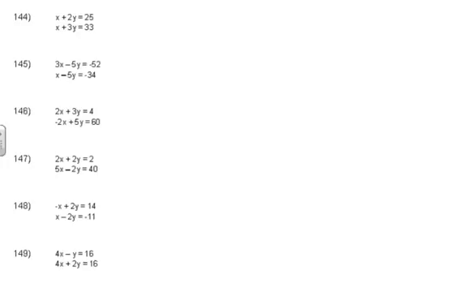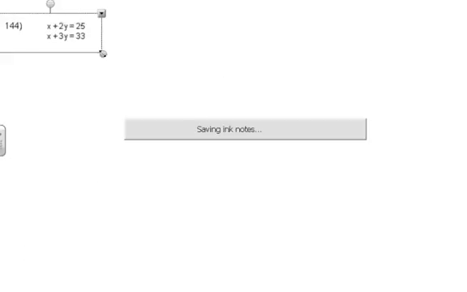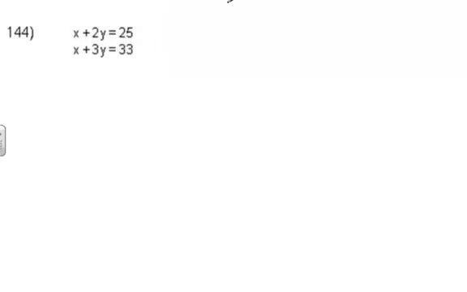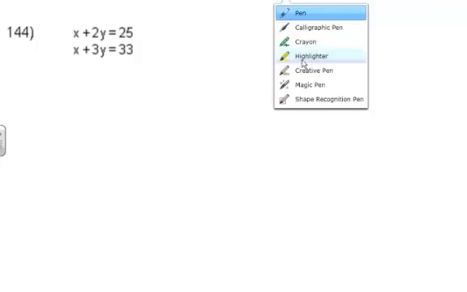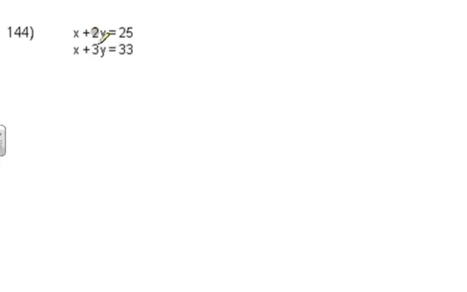So let's start right here with 144. You'll see this is actually a little easier than substitution. I'm going to use my highlighter. What I'm looking for is either the same coefficient, which is the number in front, or the opposite coefficient. Here I have a 2 and a 3. They're not the same and they're not opposites, are they? Look here. What would be in front here? They're the same. So that tells you I'm going to use the elimination method.